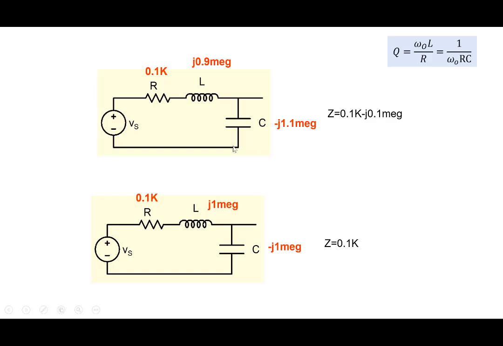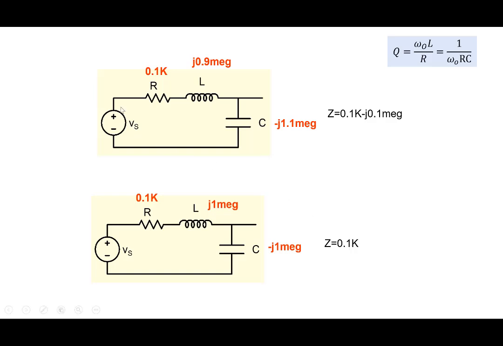So as you go from a frequency a little bit below the resonant frequency to the resonant frequency, the change in impedance is from 0.1 meg, which is 10 to the power 5, to 0.1 K, which is 10 to the power 2. So you get a huge change in impedance.